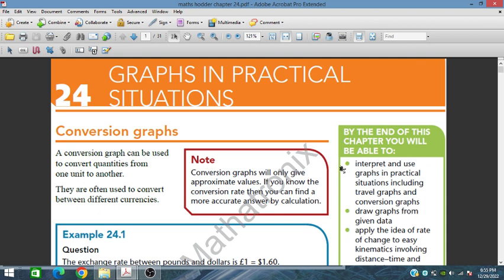Bismillahirrahmanirrahim. In this session, we will discuss graphs in practical situations. This topic is from the mathematics course for O level and IGCSE level students.